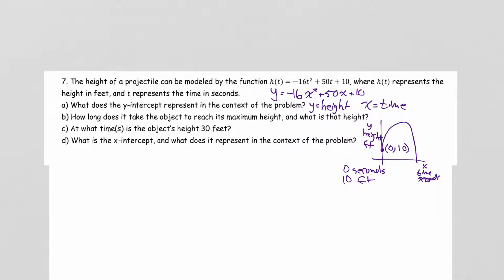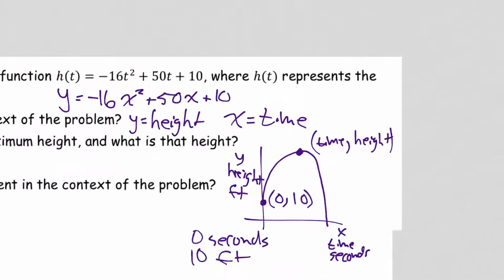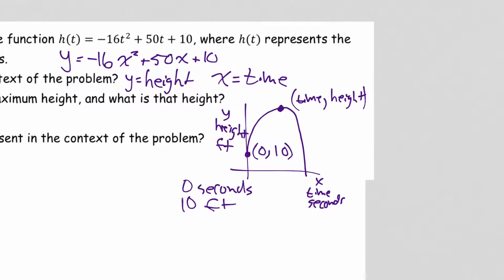So question B says, how long does it take the object to reach its maximum height, and what is that height? So now we're finding this right here. Remember, x is going to be time, and y is going to be the height. So when we find that maximum, the x value is the amount of time it takes to get to the maximum. The y value is the maximum height that it reaches. And so we need to graph this. So enter this equation into your calculator, negative 16x squared plus 50x plus 10, and calculate that maximum.